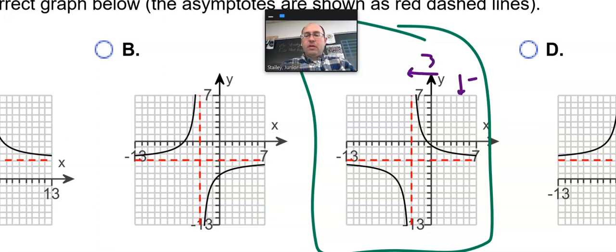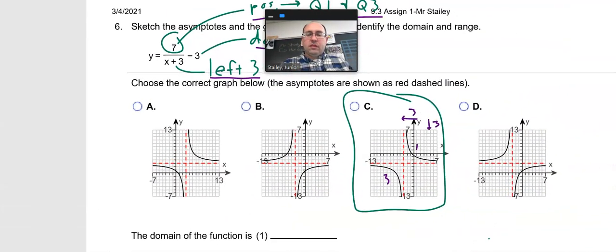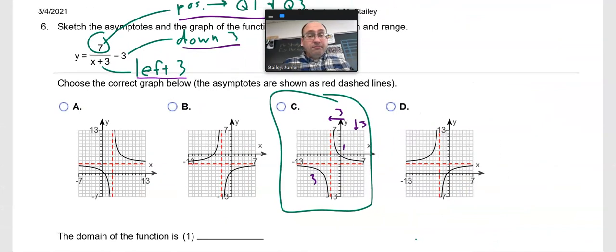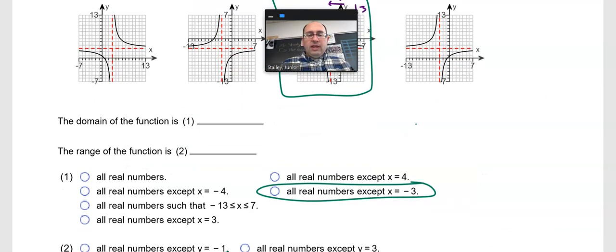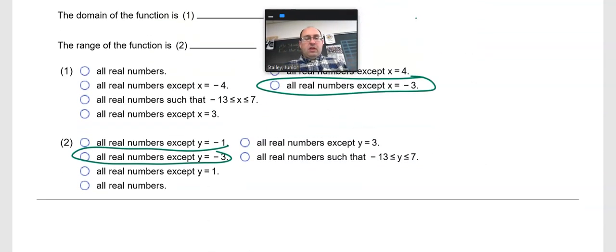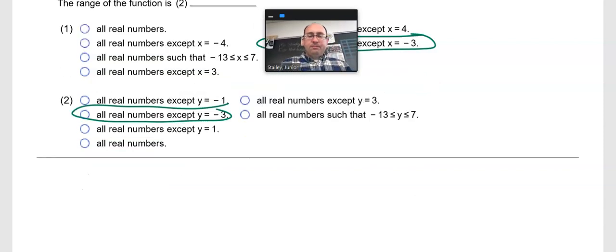And it is quadrants 1 and 3, based on the new asymptotes, you know what I mean. And then what's the domain? Anything except -3, right? Because that's the vertical asymptote. Horizontal asymptote, or a range, I should say. Range is everything except y equals -3, because we dropped that thing down 3.